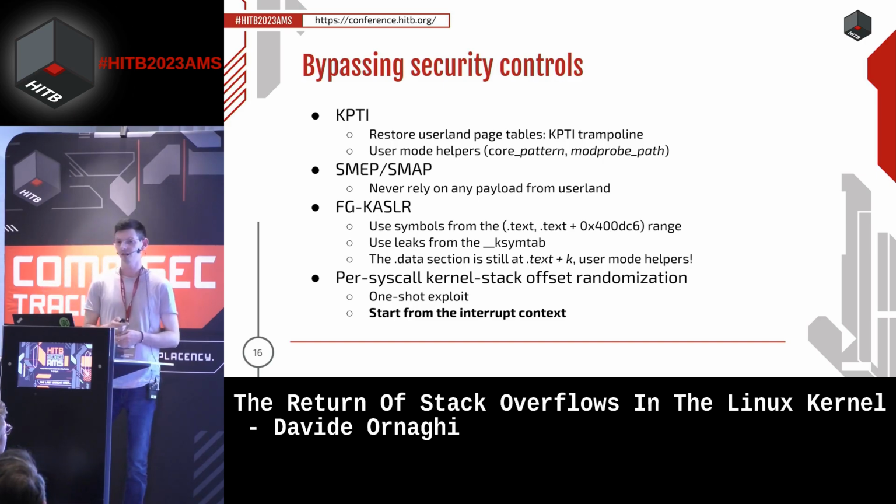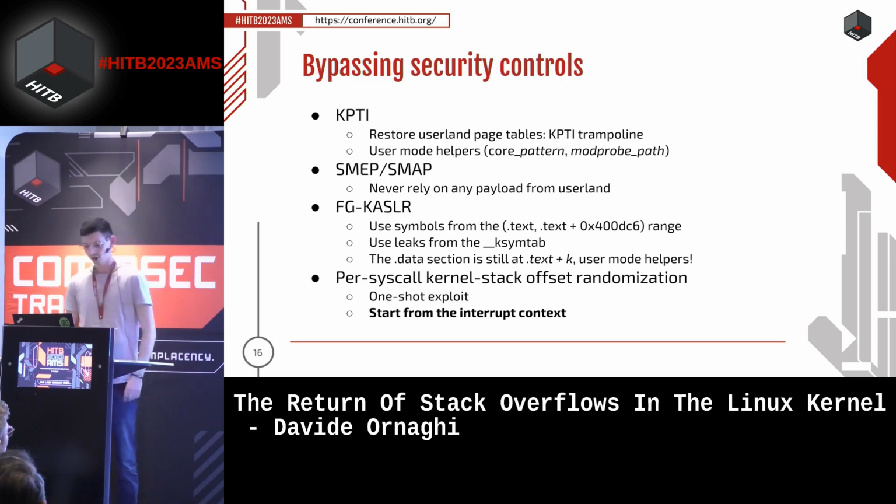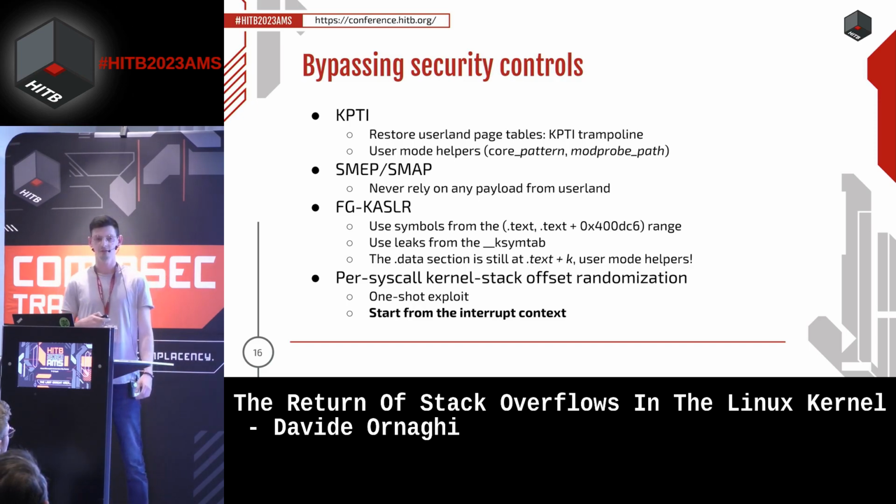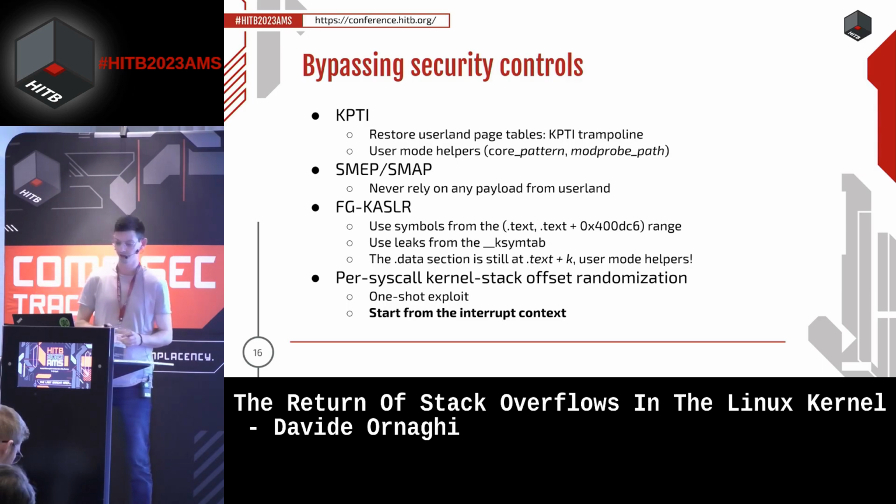SMEP and SMAP, we just never worry about userland. We just keep everything in kernel land and do a ROP chain there. Of course, we have to find a way to do it. FG-KASLR, even if you found it around, you still shouldn't worry about it because it just uses a pretty restricted amount of symbols just from the text plus that offset of symbols. So the other stuff is still not randomized by it.